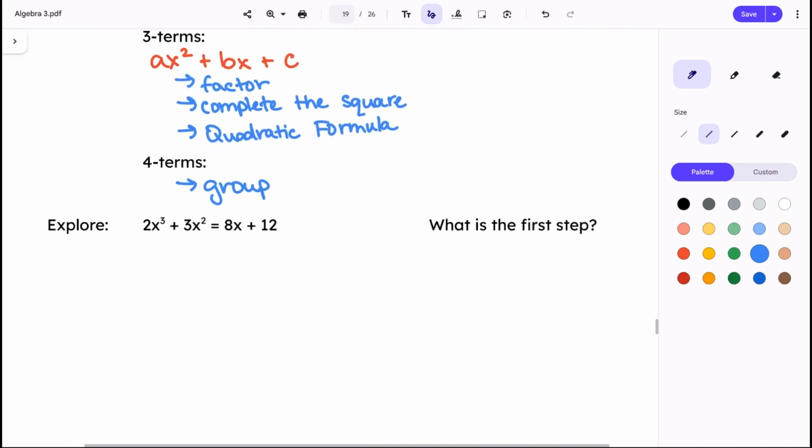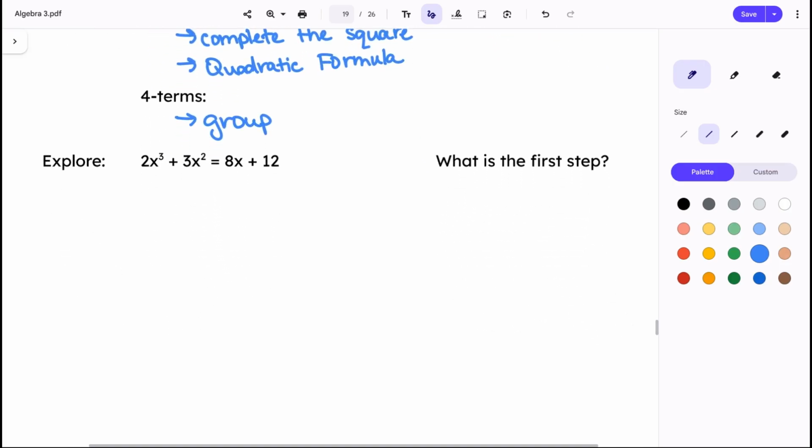For example, if we look at this first one, right now it says 2x to the third plus 3x squared equals 8x plus 12. The first step is we need to set this equation equal to 0. We talked a little bit about that with the quadratic. Anytime you're trying to factor something that's in a quadratic form, you want it to say equals 0. So we need to do the same thing for this one if we're going to try to factor it. So what I'm going to do is move the 8x and the 12 over to the other side. I'm just drawing arrows to show that.